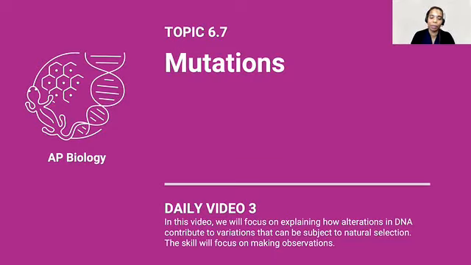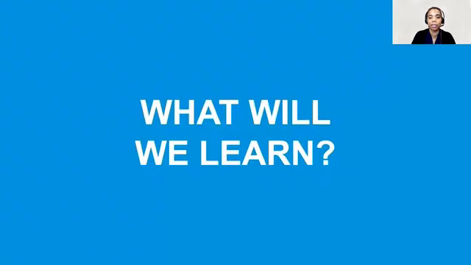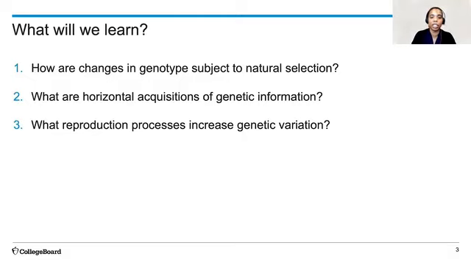Daily Video 3. This lesson will focus on explaining how alterations in DNA contribute to variation that can be subject to natural selection. The skill will focus on making observations. What will we learn? How are changes in genotype subject to natural selection? What are horizontal acquisitions of genetic information? And what reproduction processes increase genetic variation?